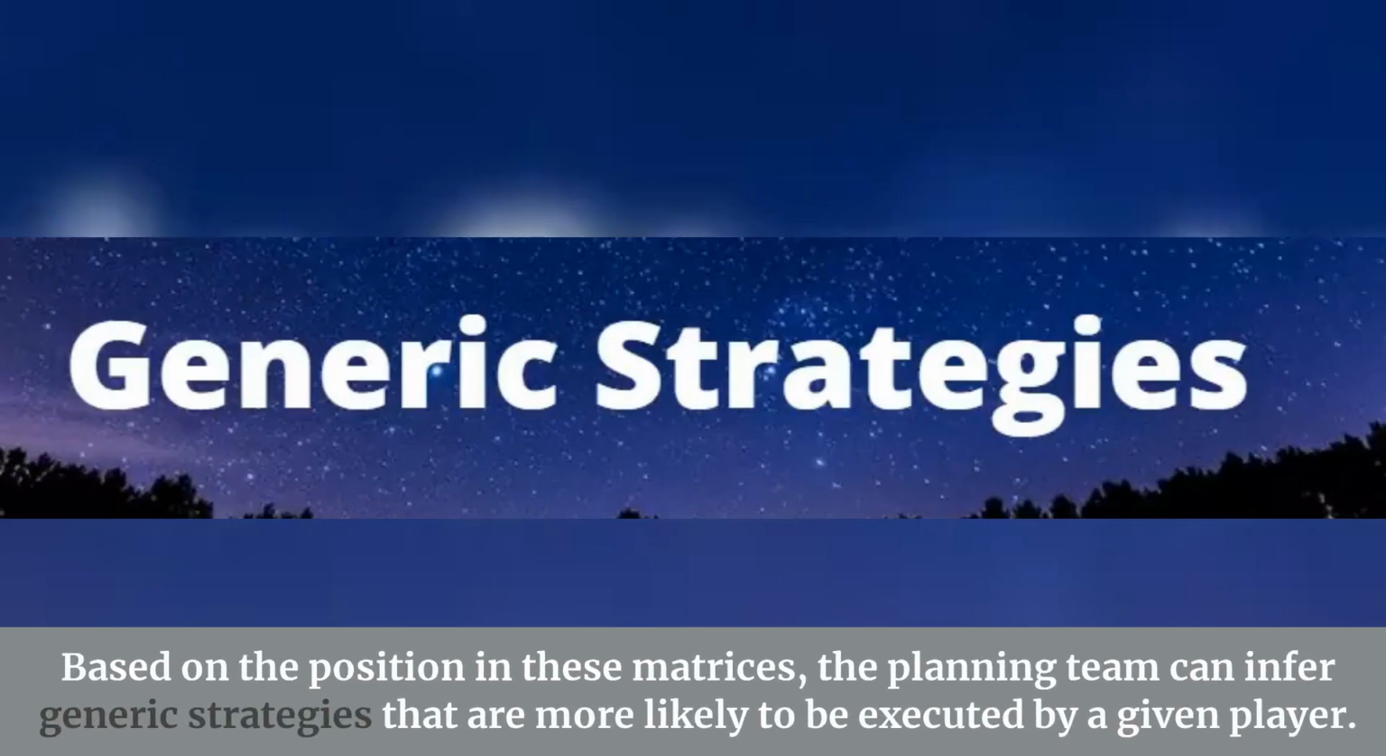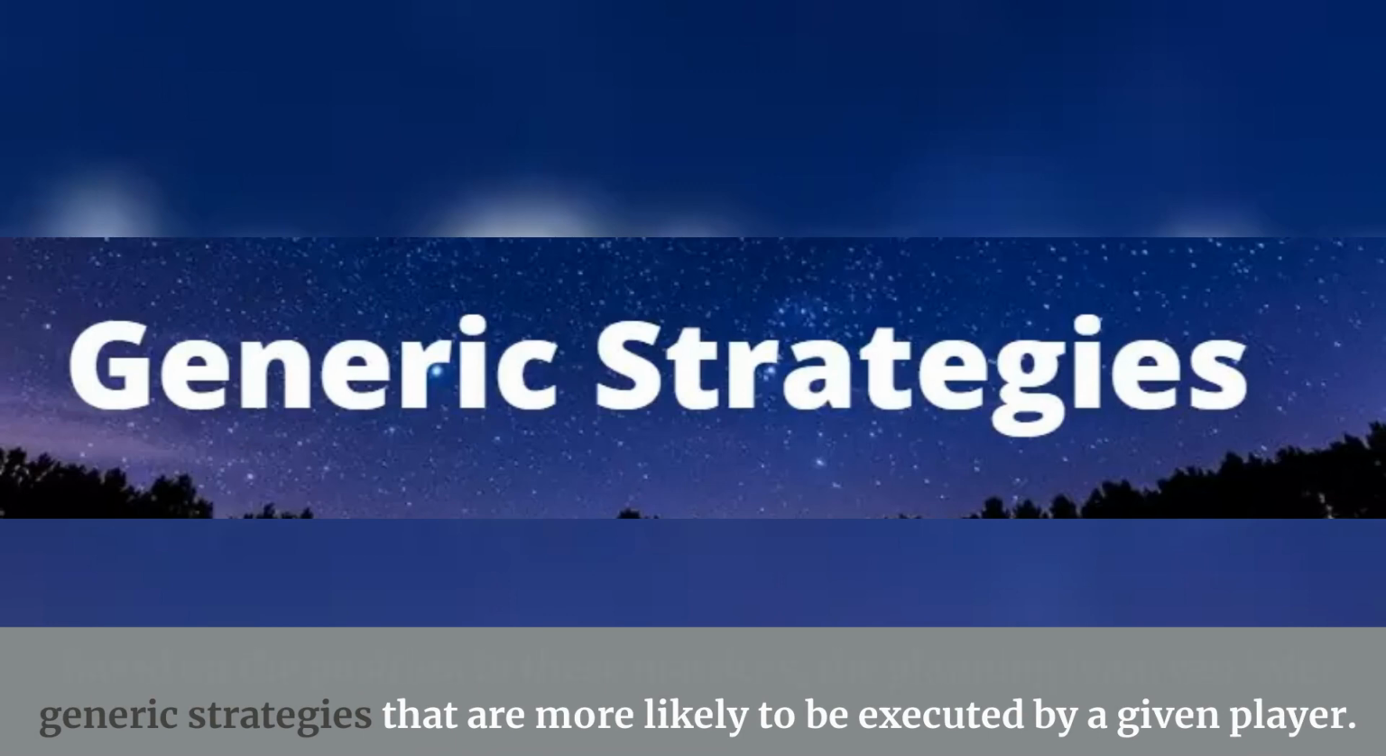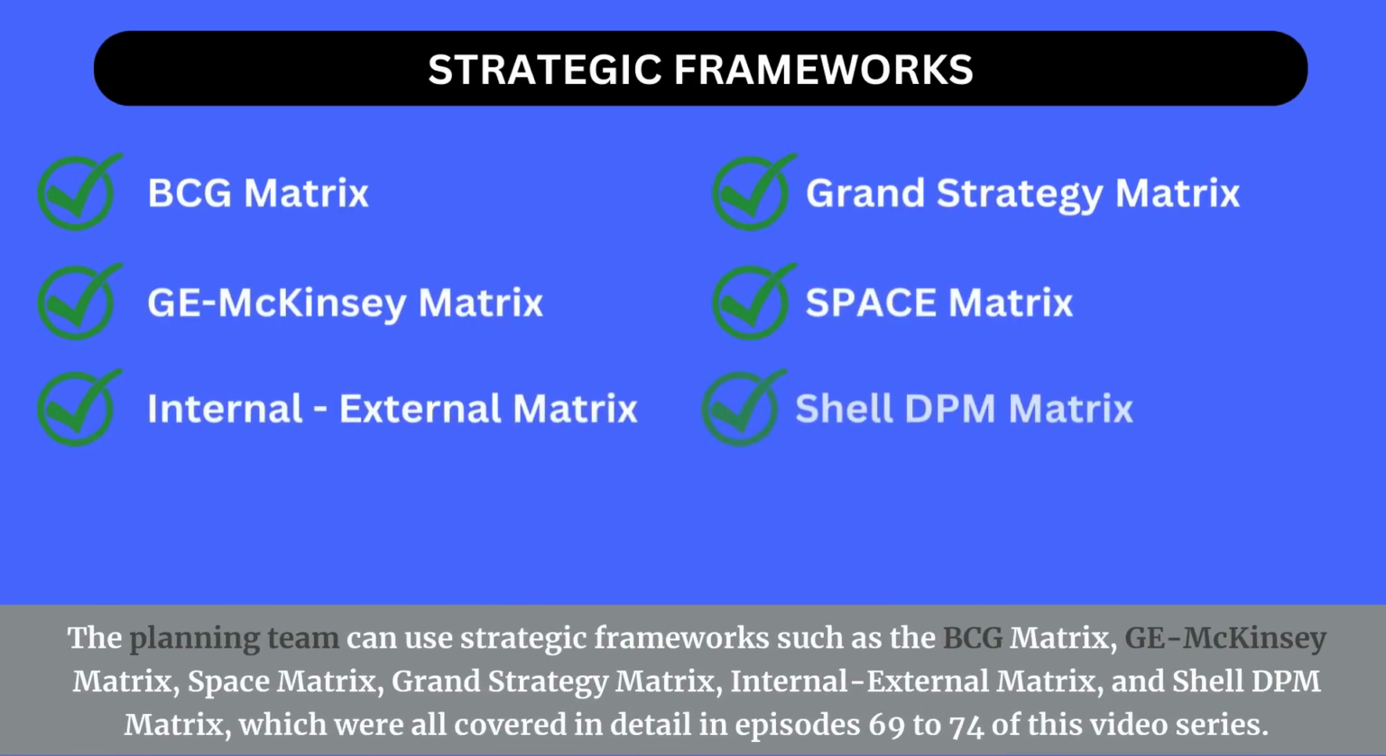Based on the position in these matrices, the planning team can infer generic strategies that are more likely to be executed by a given player. The planning team can use strategic frameworks such as the BCG matrix, GE McKinsey matrix, Space matrix, Grand Strategy matrix, Internal-External matrix, and Shell DPM matrix, which were all covered in detail in episodes 69 to 74 of this video series.